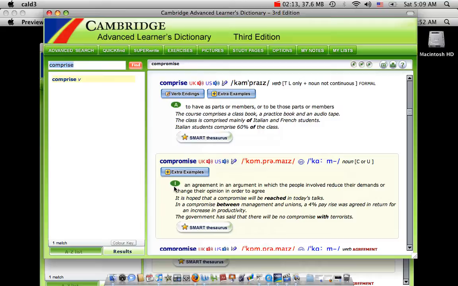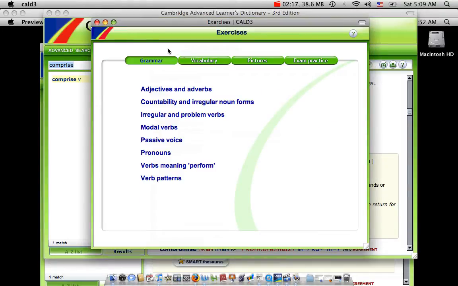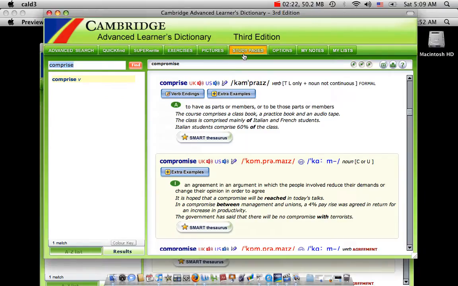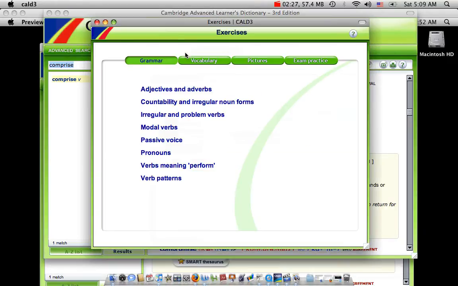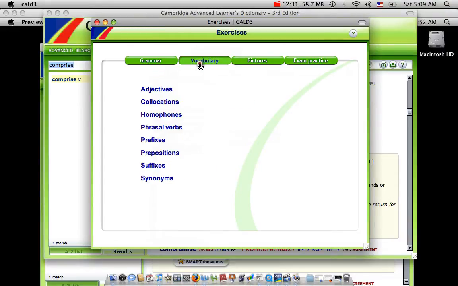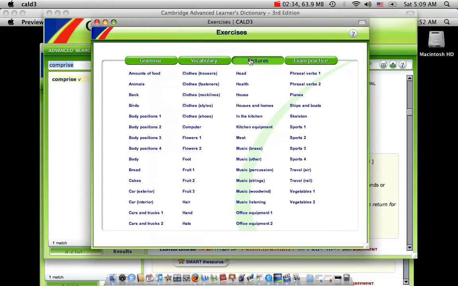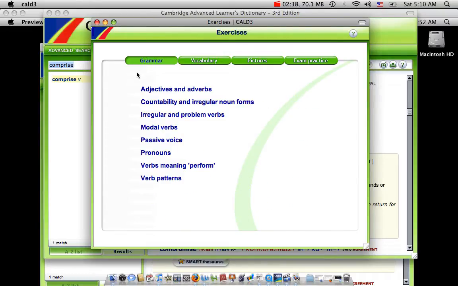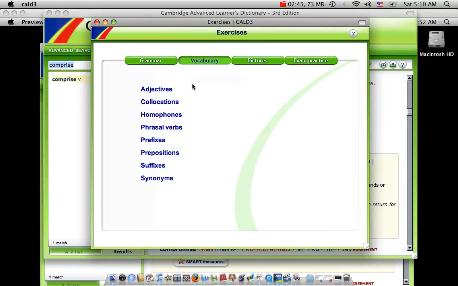In today's tutorial, I would like to introduce you to its other features such as exercises, pictures, and study pages. Let me start with exercises. When you click here, the dictionary offers you some grammar, vocabulary, pictures, exam practice exercises. In grammar exercises, you can see some of the grammar rules that you have to know. And in vocabulary, you can also see exercises.